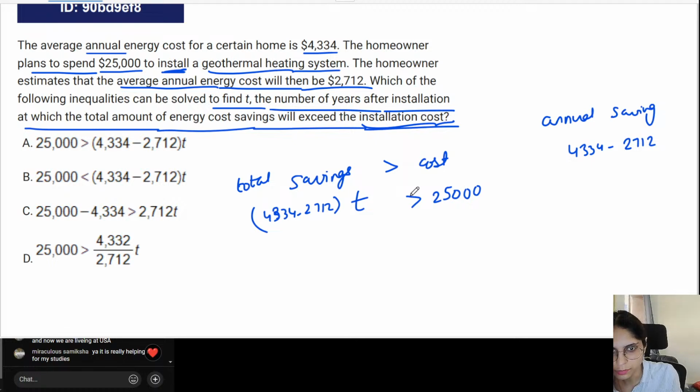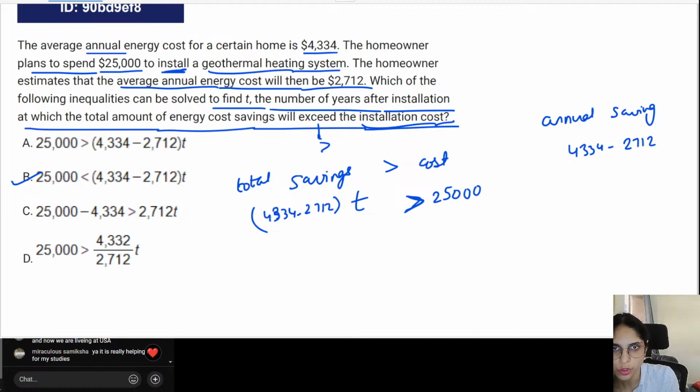So if you see 25,000 should be lesser, option B. Because savings are exceeding the installation cost, and exceed means greater than. Got it? So your savings should be greater. Option B is your answer.